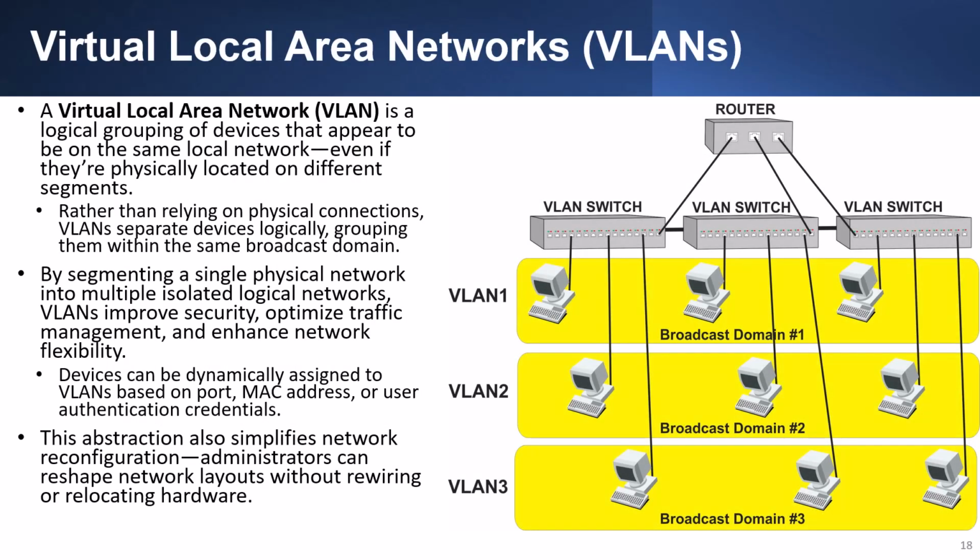A virtual local area network, or VLAN, is a logical grouping of devices that appear to be on the same local network, even though they're physically located on different segments. Rather than relying on physical connections, VLANs separate devices logically, grouping them within the same broadcast domain.